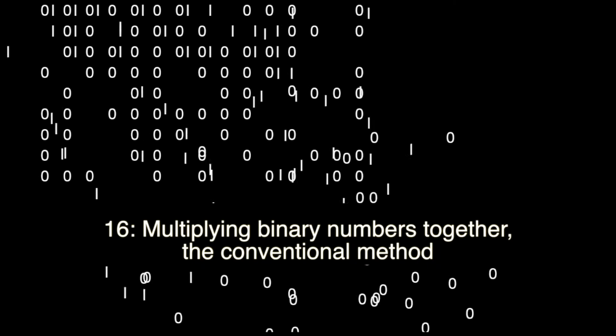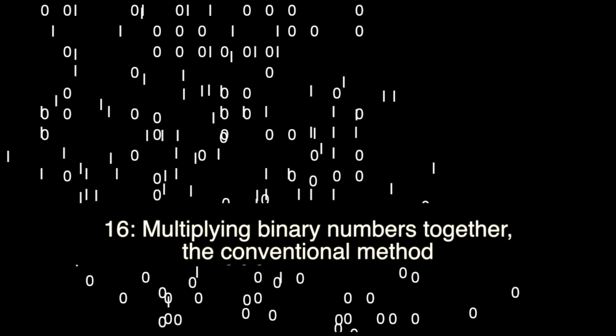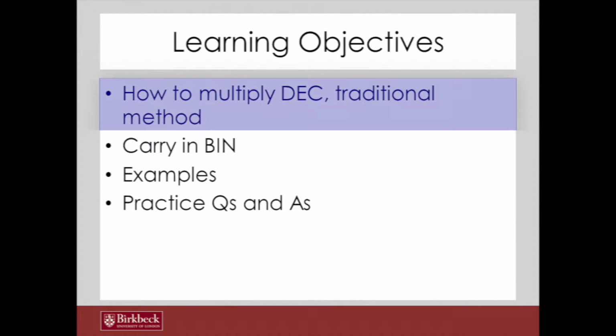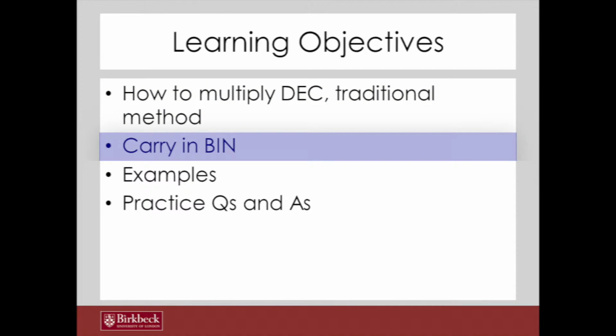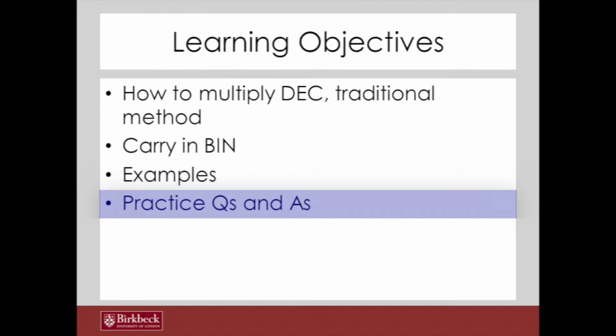This video is also on multiplying binary numbers, but in this video we're going to use a different method. So in this video I'm going to go through how we multiply decimal numbers using the traditional method. I'm also going to emphasize again how we carry in binary, and then we look at some examples, and you will again have a choice to do some practice questions with the answers following them.